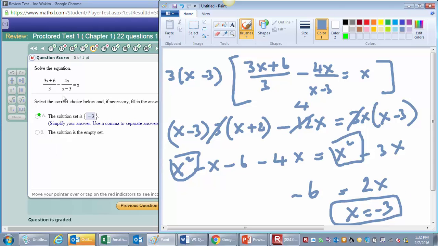Now x equals negative 3. If you put x equals negative 3 here, negative 3 is negative 6. It's not going to make it 0, right? So that means negative 3 is the final answer. Again, all I did is multiply everything by 3 times x minus 3, and I simplified, and I canceled, and I solved for x, and I got negative 3.